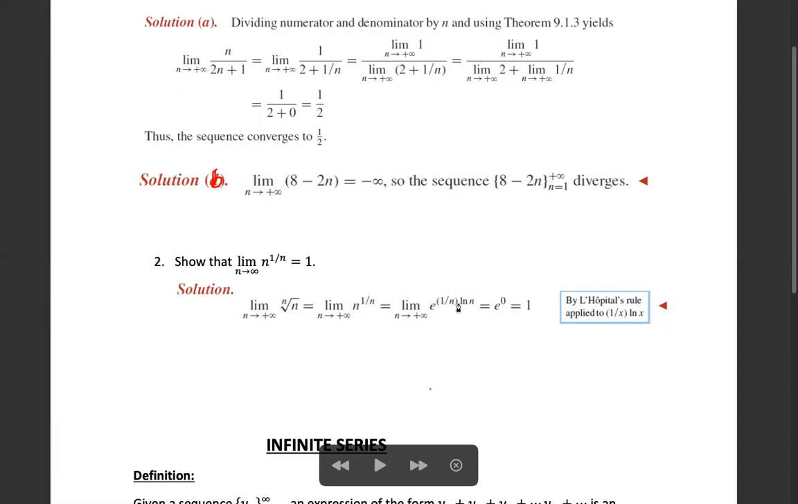So 1 by n log n is equal to log n raised to 1 by n. So that is e raised to log of n raised to 1 by n. E raised to log x is equal to x, so e raised to log of n raised to 1 by n is equal to n raised to 1 by n. So n raised to 1 by n equals e raised to 1 by n log n. As n tends to infinity, 1 by n tends to 0, and using L'Hopital's rule, e raised to 0 is equal to 1. So this sequence is convergent and converges to 1.